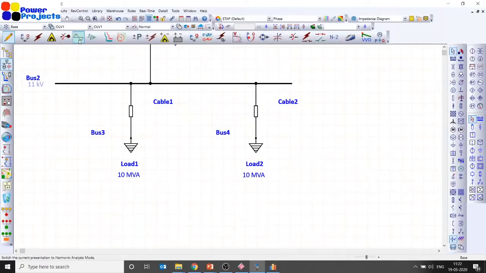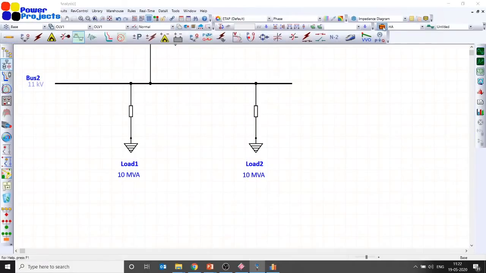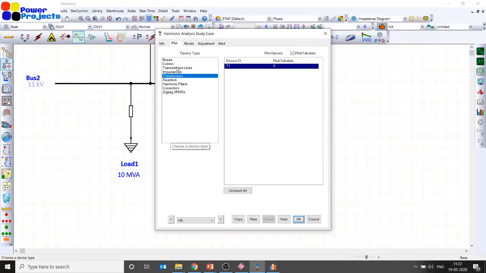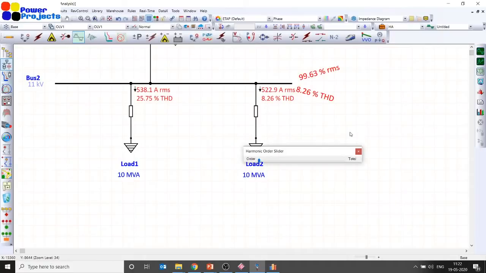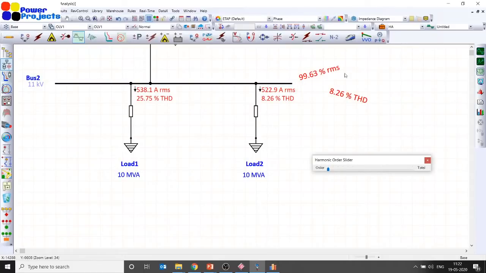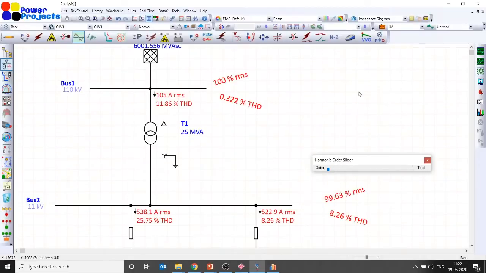Right, now let me go back to the harmonic analysis. Let me plot all the cables, to understand whether this linear load draws a linear current or non-linear current. So let me run the load flow with harmonic analysis now. Yep, here is a very interesting fact. The total harmonic distortion at your 11 kV bus came down. Previously it was more than 10%, now it is 8.26. And previously it was 0.431%, now it is reduced to 0.322%.